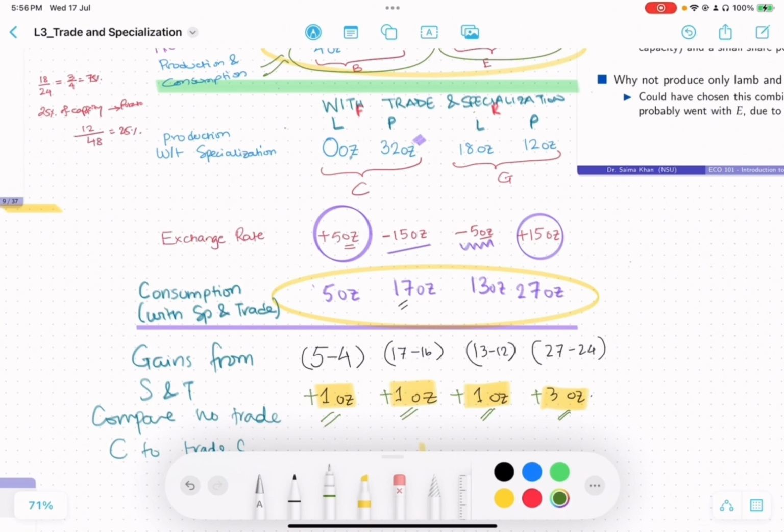So essentially, the purpose of showing this whole example is to show you that there are always gains from trade. Even if, remember, we saw initially that Ron was faster at producing both the goods. So even in a situation where one guy is clearly more productive, better at producing both the goods, even then, trade and specialization is beneficial for both the parties.